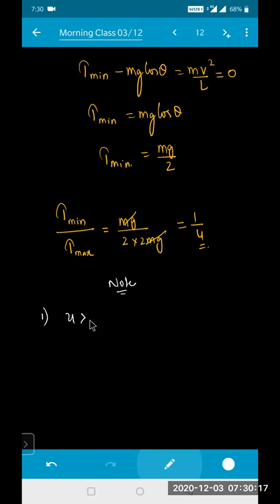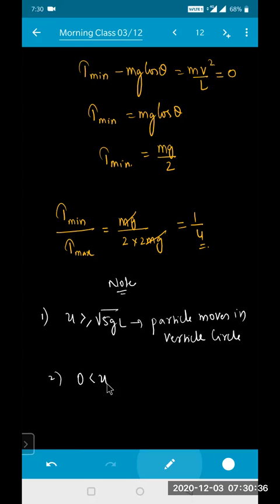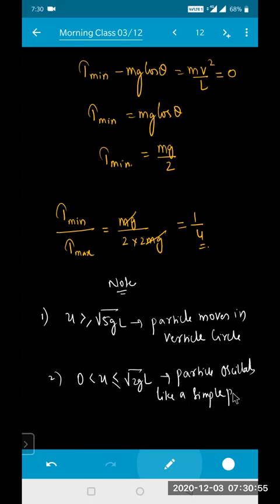If u is greater than or equal to under root of 5g into L, the particle moves in a vertical circle. Number 2, if 0 is less than u, which is less than or equal to under root of 2g into L, then the particle oscillates like a simple pendulum, in the arc of a semicircle.